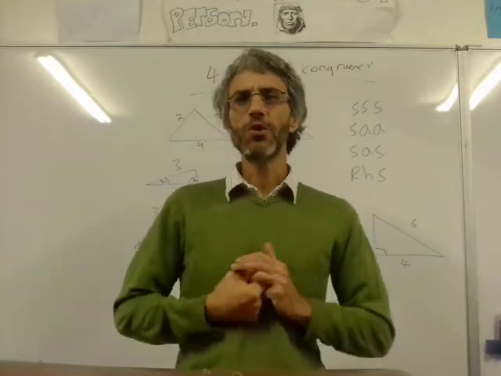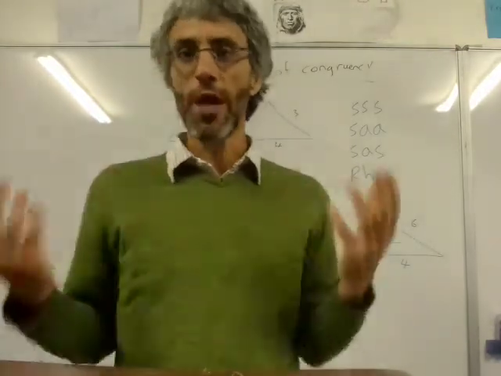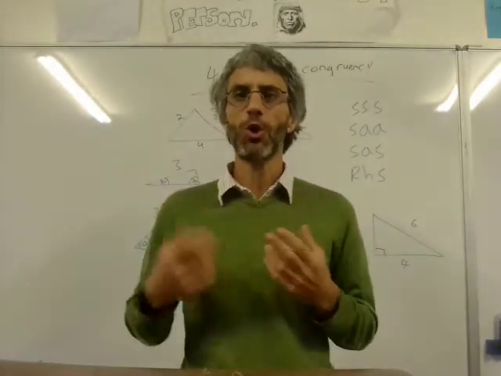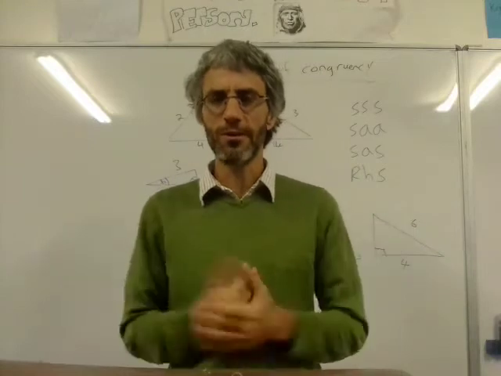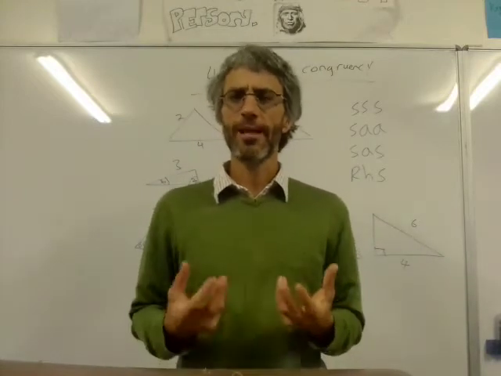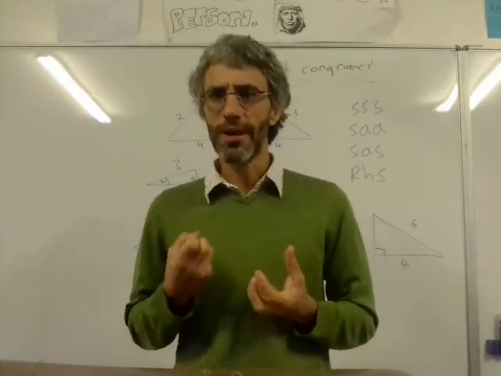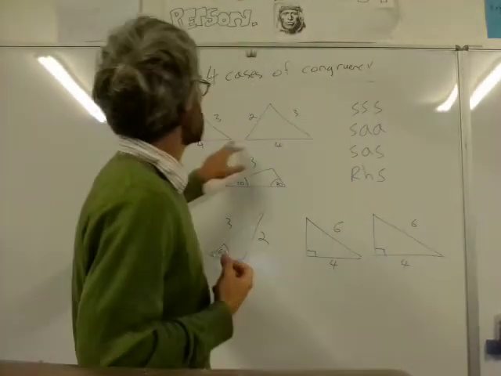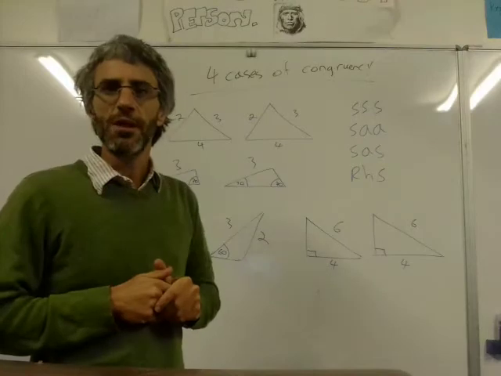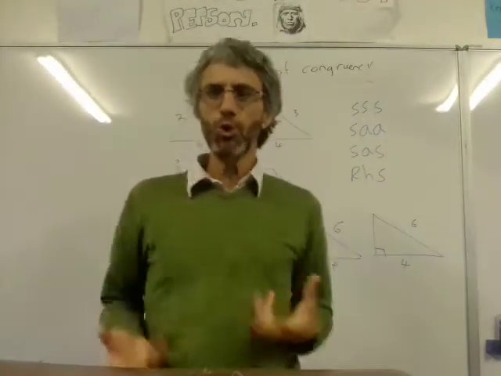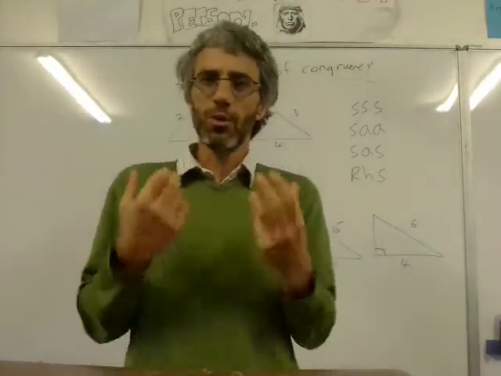We say two triangles, or two shapes really, it's not just triangles. Two shapes are congruent if they're identical. The word we use in normal day-to-day life is identical. In maths, we're going to use the word congruent. So these two triangles are identical. That means they're congruent.